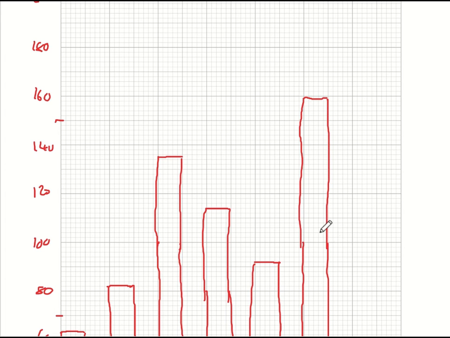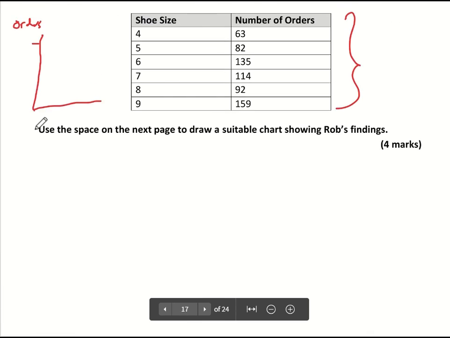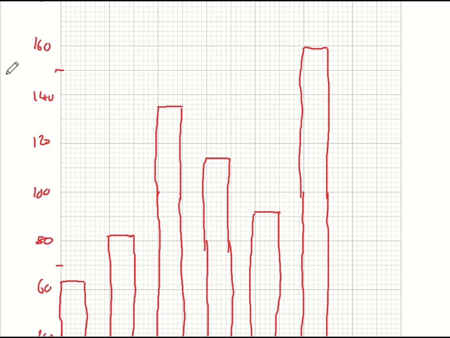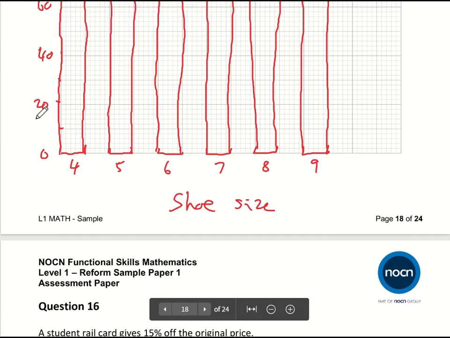There we go. And the only thing I've not done is I've not labelled the vertical axis, and that was number of orders. So just to keep it neat, I'm not going to try writing sideways, so I'll just put number of orders. There we go, and we are done.